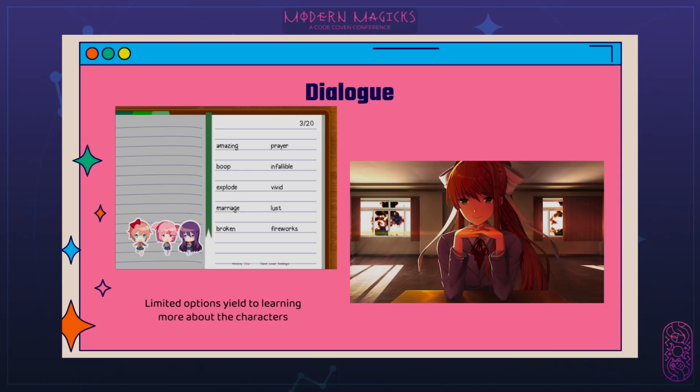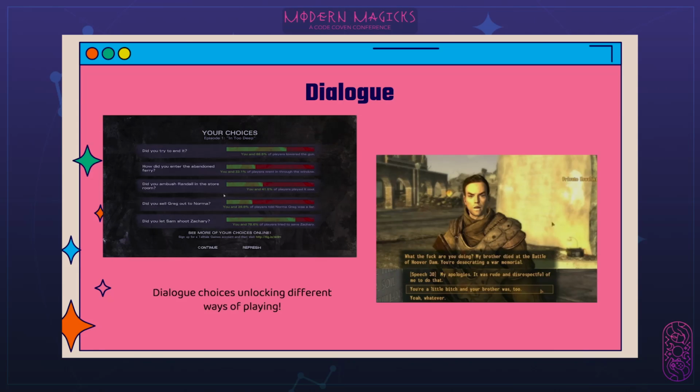Here in Doki Doki Literature Club, you can choose which girl you want to talk to, and further talk with her on the given day to learn more about her. And then sometimes you get a cute cutscene. On the flip side, dialogue can also be used in a much different way, like how Telltale or Fallout uses it. Here in these dialogue systems, the choices you make influence the gameplay.